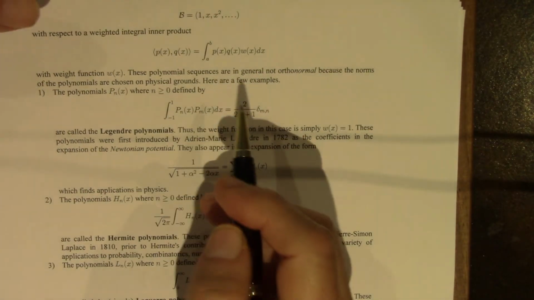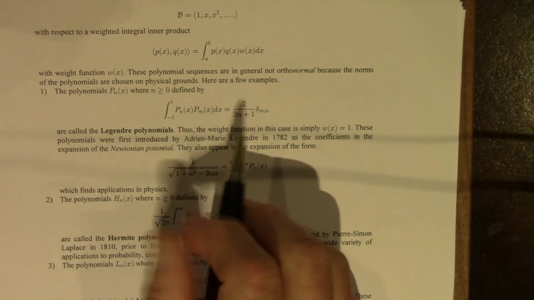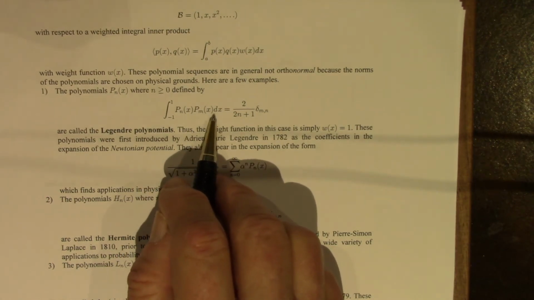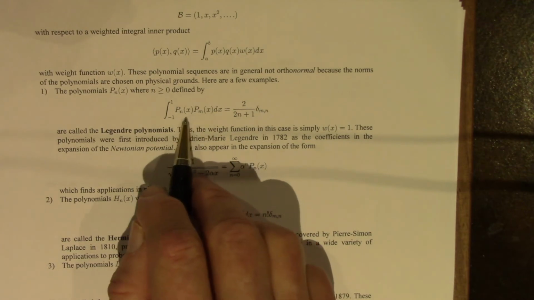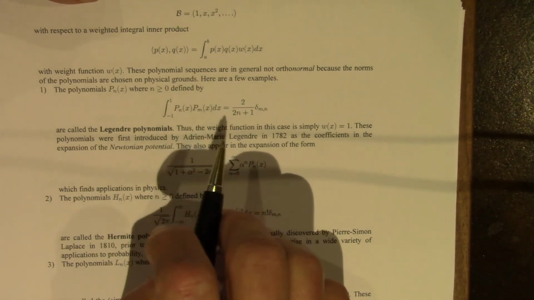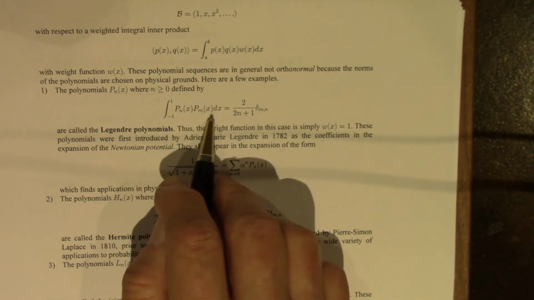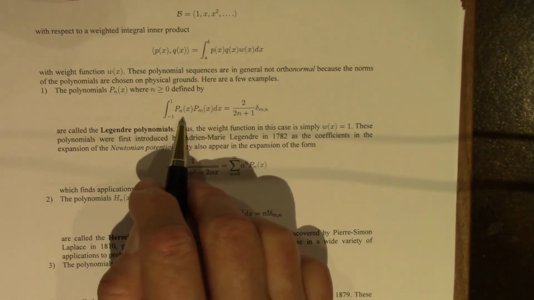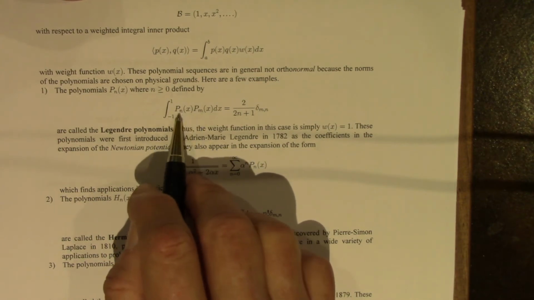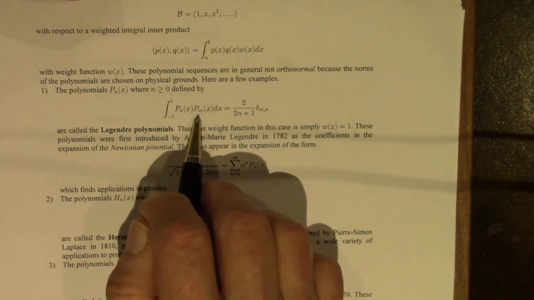So let's look at 3 examples. If we start with the inner product where we take the weight function to be 1, then this is the inner product. And if we apply the Gram-Schmidt process to the standard basis using this inner product, we get a sequence of orthogonal polynomials, p sub n of x.